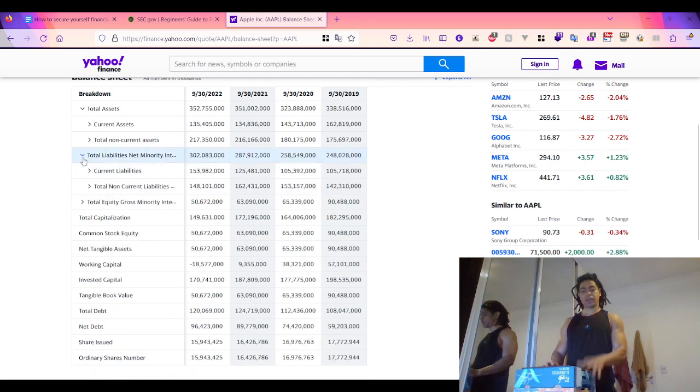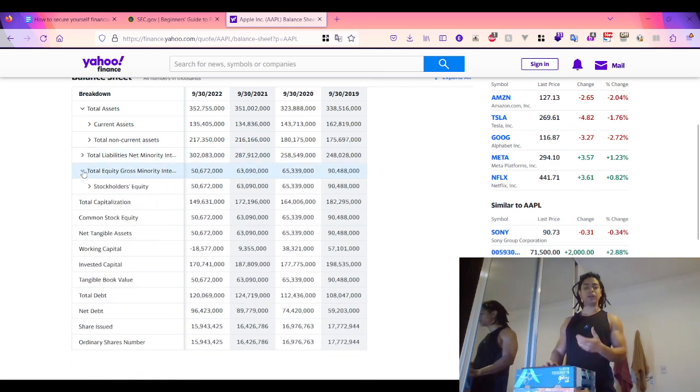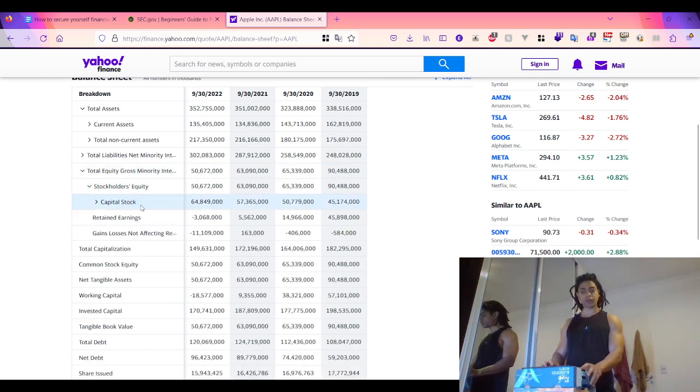So on the shareholders' equity, which shows the money that the owners have invested in the common stock of the company, plus or minus revenue or losses since inception. And also most companies often retain their earnings as well. For example, here they're retained earnings, and gains and losses not affecting, they don't describe that.